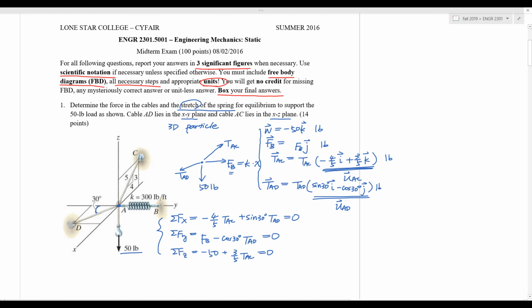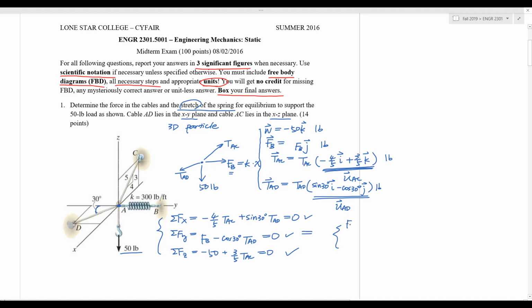Okay, so we summed all the forces together in each of the three directions. Because of equilibrium, we apply Newton's first law. We set the equations to 0. Three equations, three unknowns. We can solve for all three of them. So probably easiest to solve for TAC from the last equation first, and then substitute that into the first equation to solve for TAD, and then from there solve for FB. Either way, you should be able to solve for all three of them.